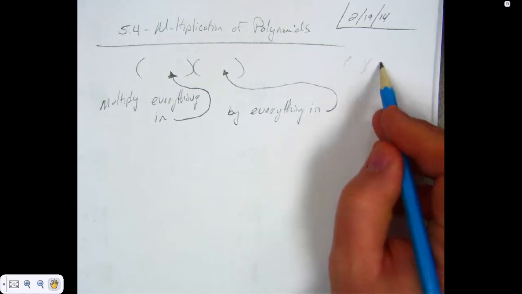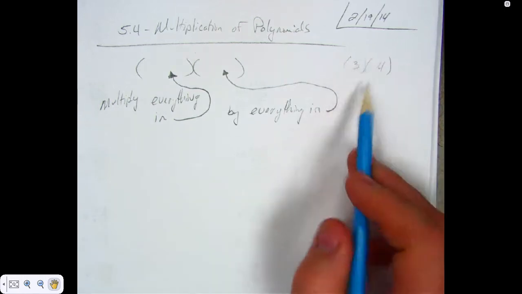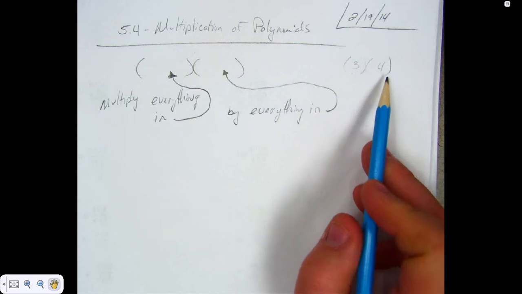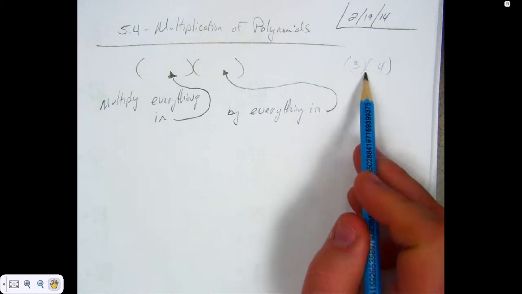When I write this, don't write this down, but I have parentheses here, I'm saying 3 times 4.